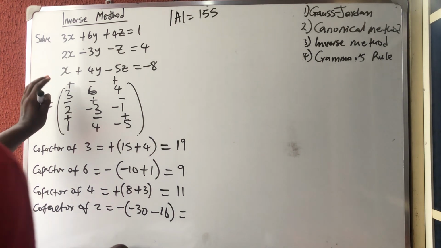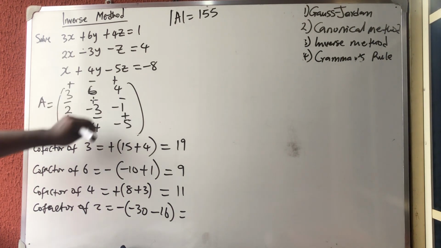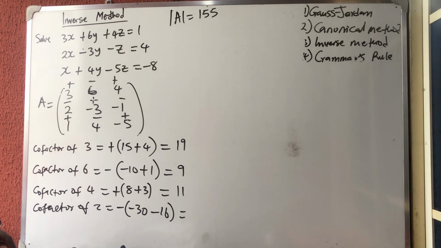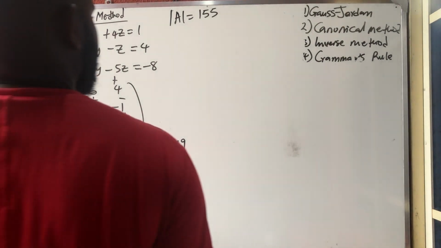Is it 2? I'm closing here. This time this is minus 30 minus 16. Minus 30, that is 46. That is 46. Okay, so let's keep going.